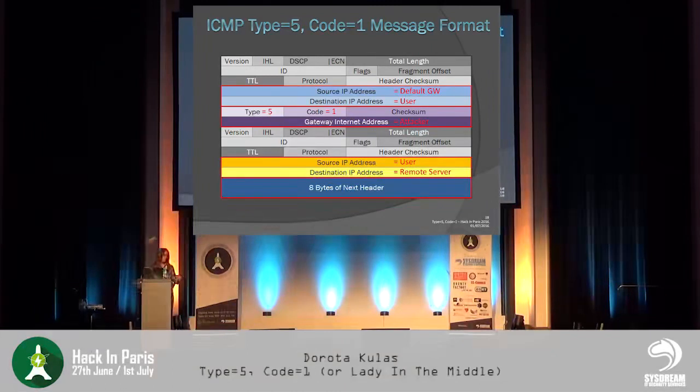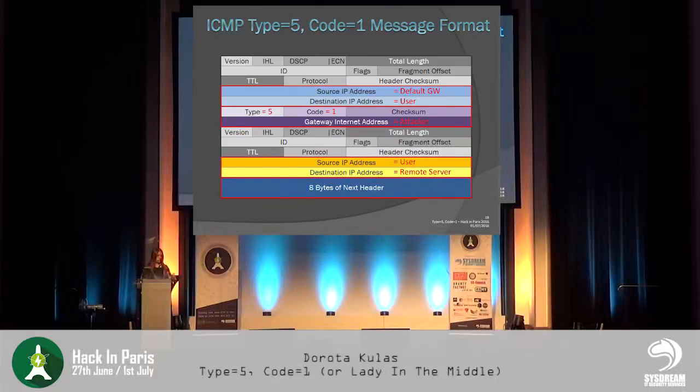Then we will put Type 5 Code 1 for ICMP redirect, and this destination obviously is a user. Checksum will be calculated automatically. And the dark purple one, this is the IP address of the new gateway to reach the destination. So we put the attacker IP address in there.